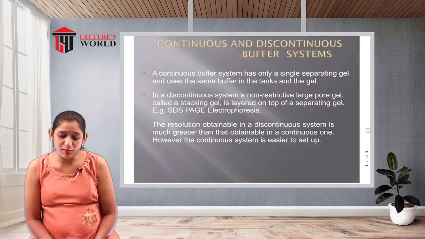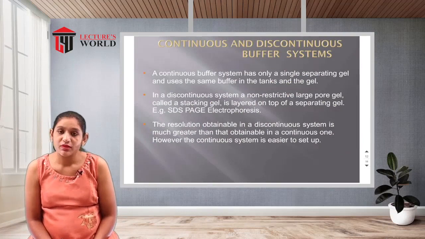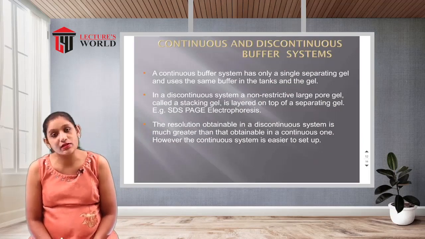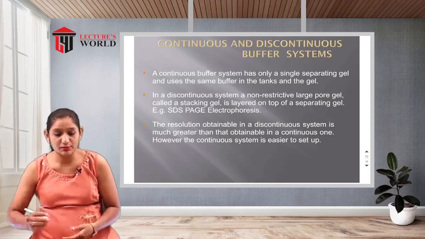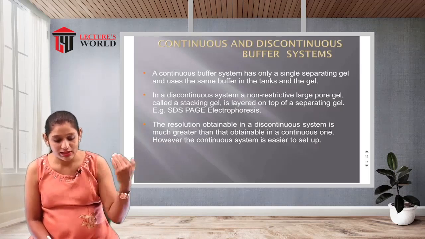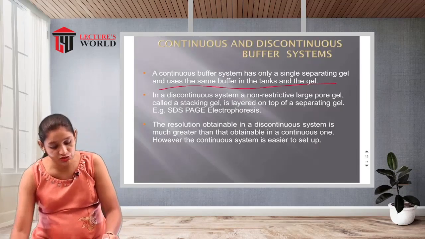A continuous buffer system has only a single separating gel and uses the same buffer in the tanks and the gel. That means the continuous buffer system is separated by a single gel and uses the same buffer in the tanks and the gel.